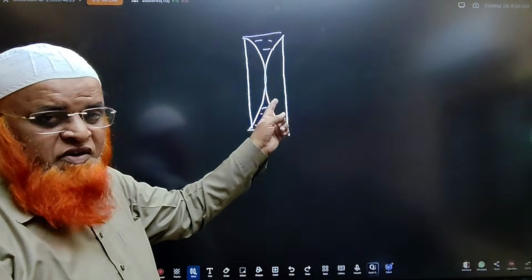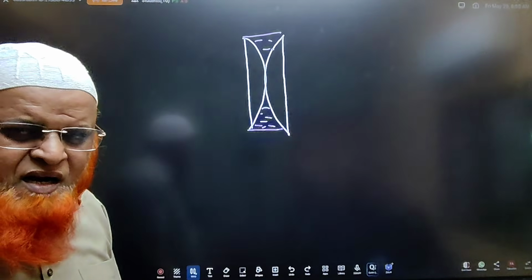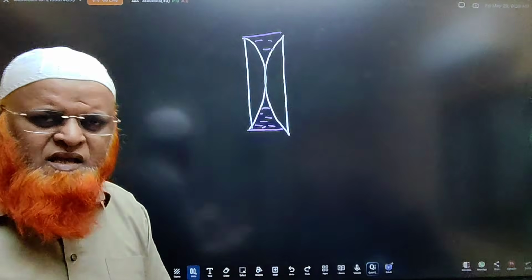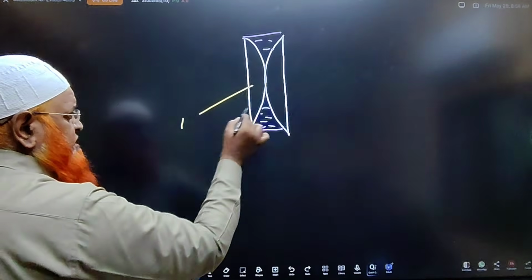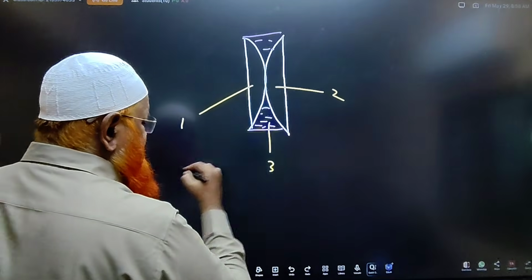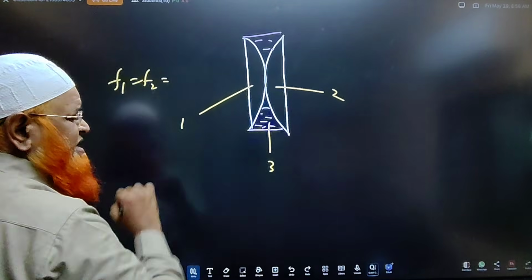So, two plano-convex lenses, and in the middle, an equiconcave lens is there. No need to get worried. Once you know the basics, nothing is difficult for you now. Take the first one, the second one, and the third one. The focal length of the first and second is going to be the same. The third one is a liquid.